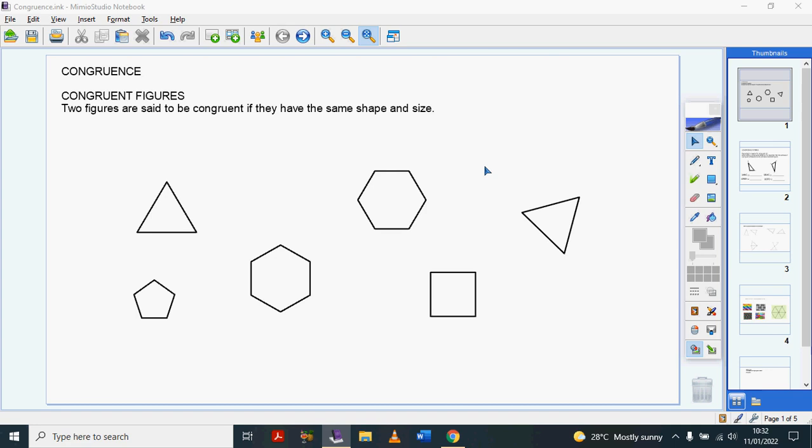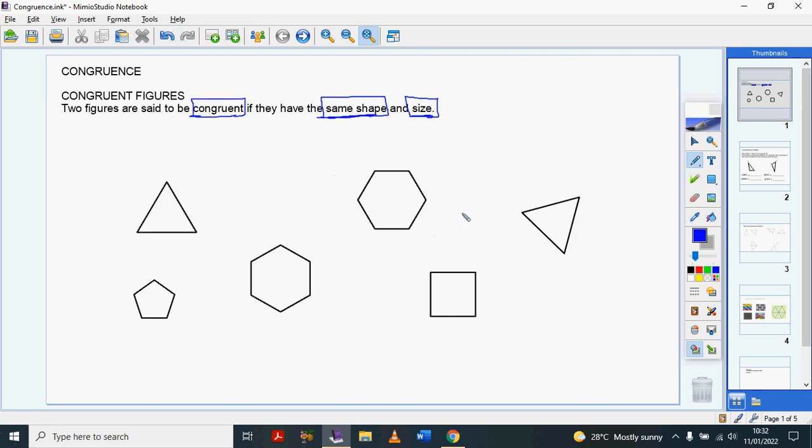So I think all of you yesterday answered correctly that two shapes or two figures are congruent if they have the same exact shape and the same exact size, right? This is very important. They have to be the same shape and same size for you to use the word congruent when describing the two shapes.